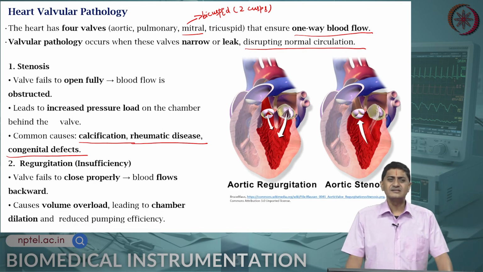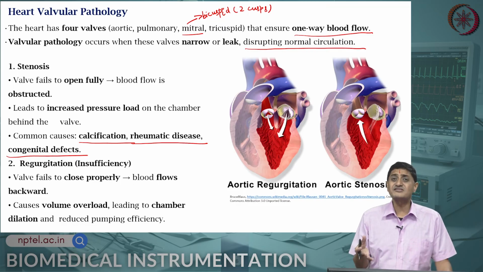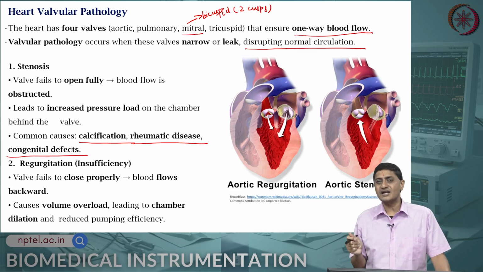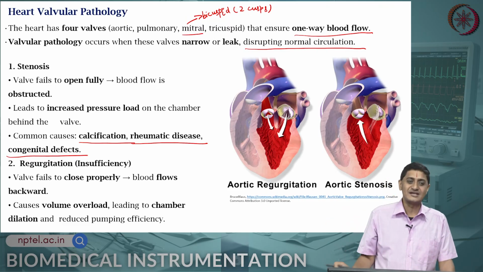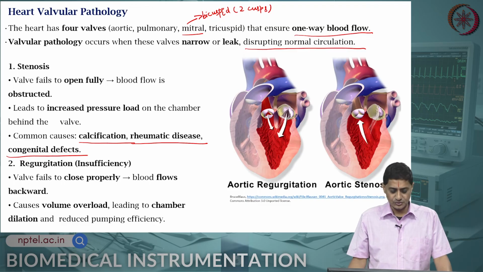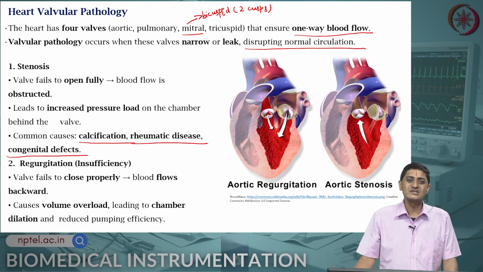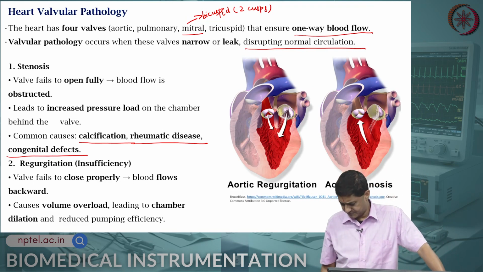The other is the regurgitation or the insufficiency. In this case, valve does not close fully. When the AV valve, for example, does not close fully, when the ventricles contract, blood is supposed to flow through the aorta, but some of the blood will also flow to the atrium, right. This leads to chamber dilation and essentially reduces pumping efficiency. In a very big way, it compromises the ability of the system to pump blood into the aorta and the pulmonary artery. Right.